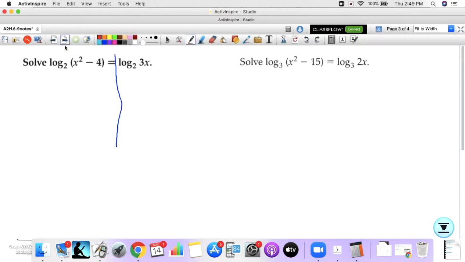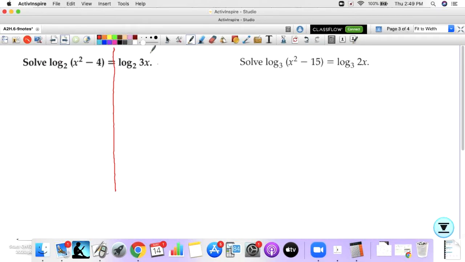Another thing that we're revisiting in this section is problems that look like this. So I would draw my wall. It's asking me to solve. There is an equal sign. I'm going to look at this side. I'm going to ask myself, is there anything I can simplify here? So are there logs being added or subtracted? No. Is there a coefficient that I can make a power here? No. There's nothing I can do on this side.